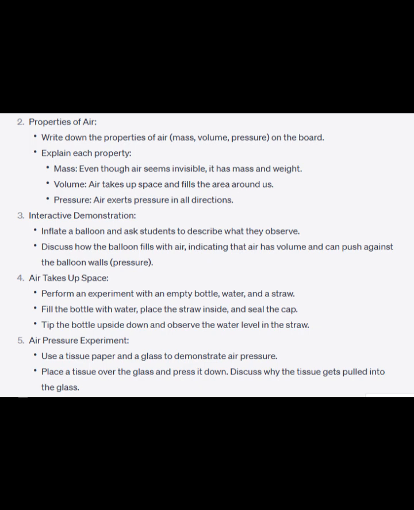Air pressure experiment. Use a tissue paper and a glass to demonstrate air pressure. Place a tissue over the glass and press it down. Discuss why the tissue gets pulled into the glass.